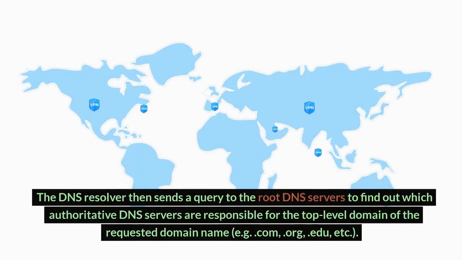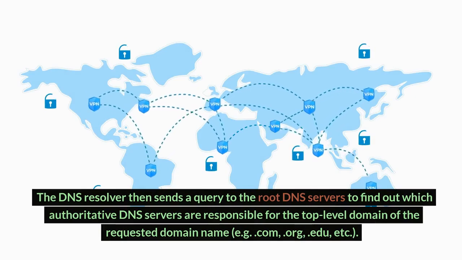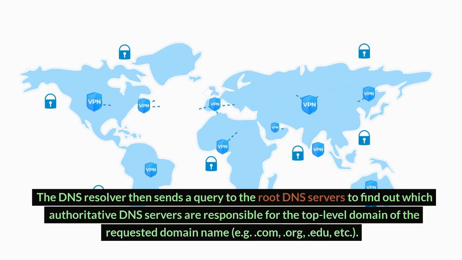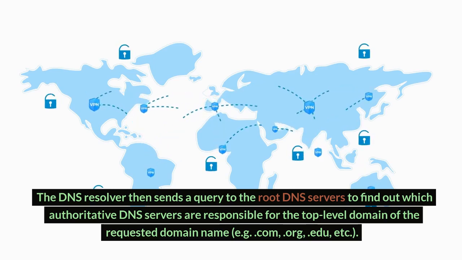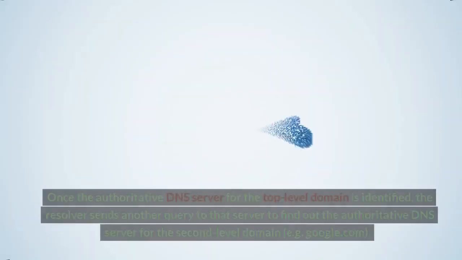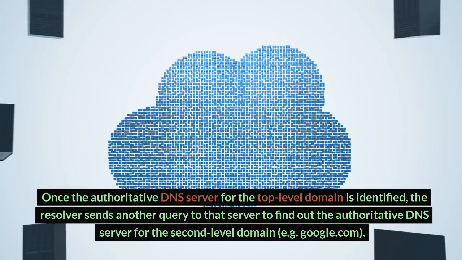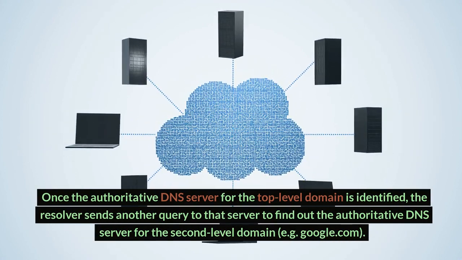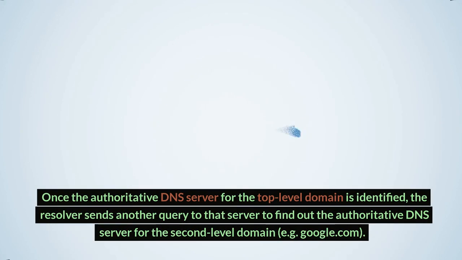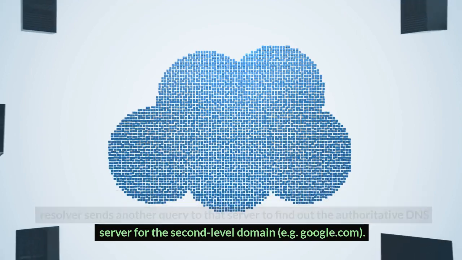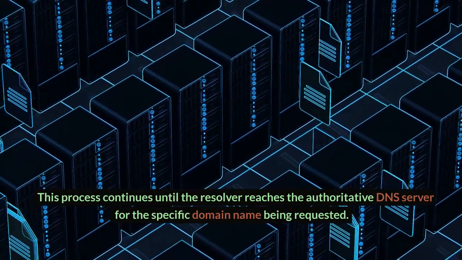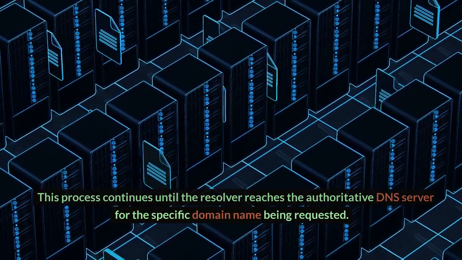The DNS resolver then sends a query to the root DNS servers to find out which authoritative DNS servers are responsible for the top-level domain of the requested domain name, for example, com, org, edu, etc. Once the authoritative DNS server for the top-level domain is identified, the resolver sends another query to that server to find out the authoritative DNS server for the second-level domain, for example google.com. This process continues until the resolver reaches the authoritative DNS server for the specific domain name being requested.